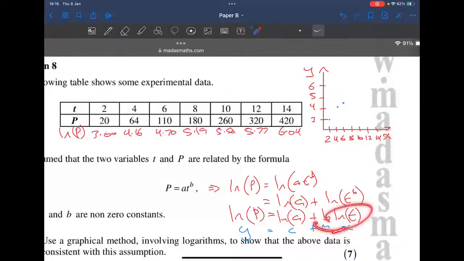Silly me. I need to do log t as well. So yeah, very silly of me there. So yeah, for this graph, I need to go through and get log t of everything as well.